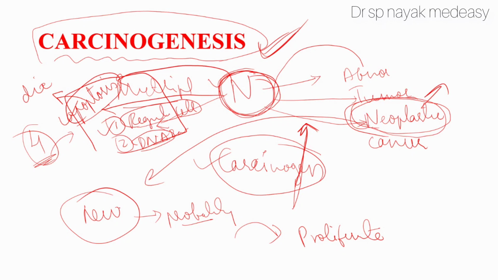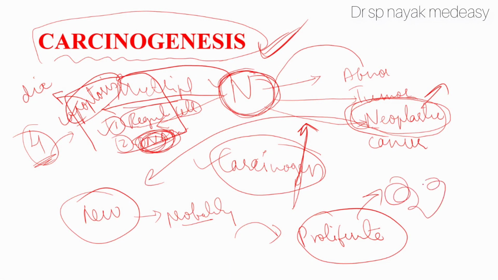Neoplastic cells are morphologically and chemically different from normal cells, and these cells have more ability to proliferate. Why do they have more ability to proliferate? Because they do not have the ability to repair their DNA. Once the DNA is mutated, the cell should repair itself. But here the neoplastic cells can't repair, and they will start proliferating and produce a lot of abnormal cells, and form a lump or a tumor. Anyway, we will discuss all this in detail.